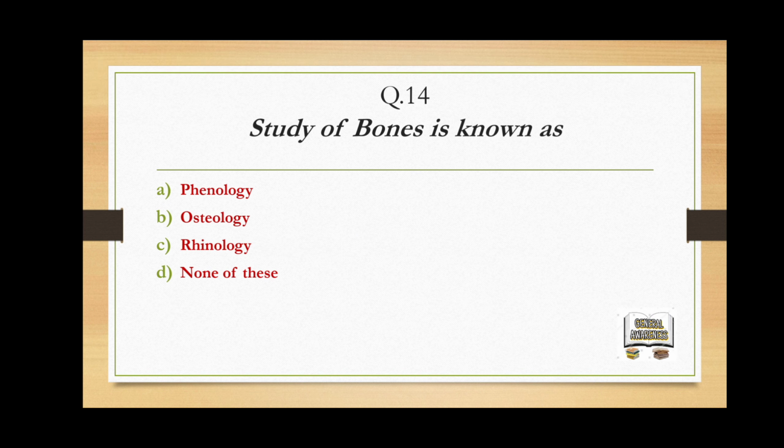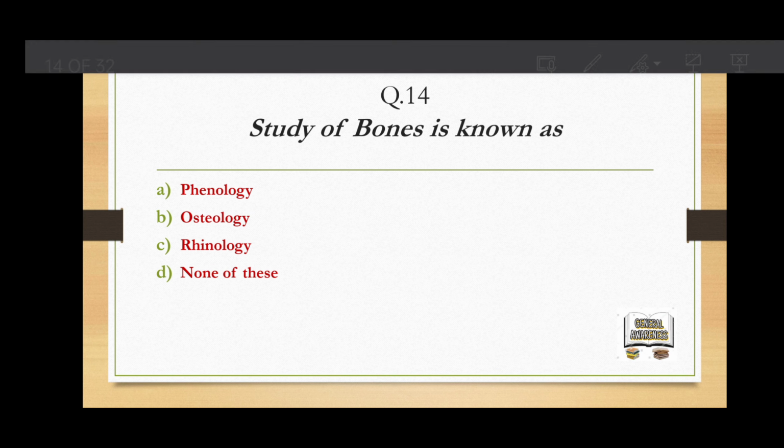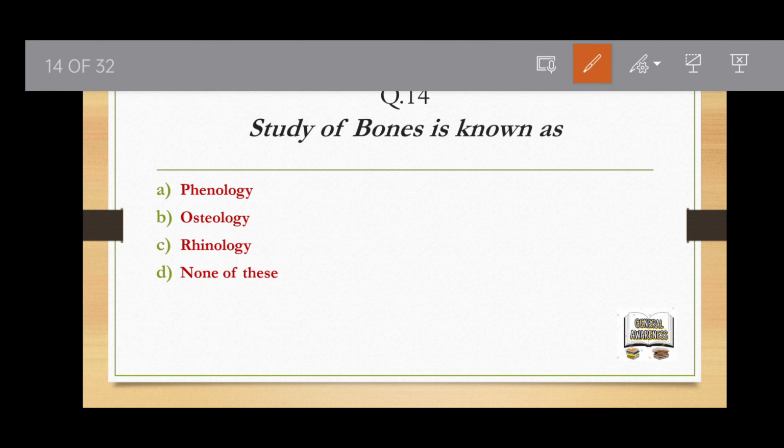Next question. Study of bones is known as option A phenology, option B osteology, option C rhinology, option D none of these. The correct answer is option B osteology.